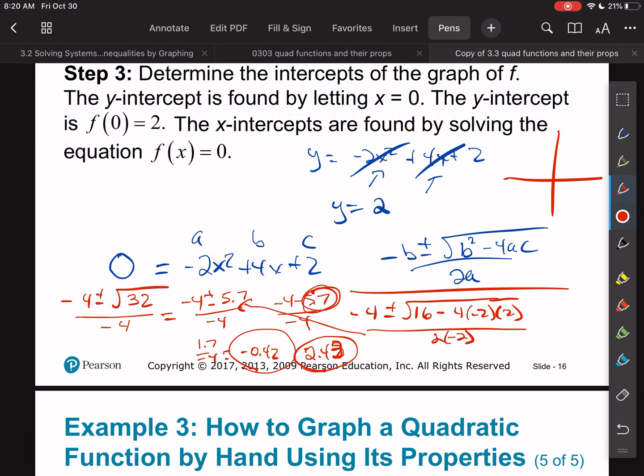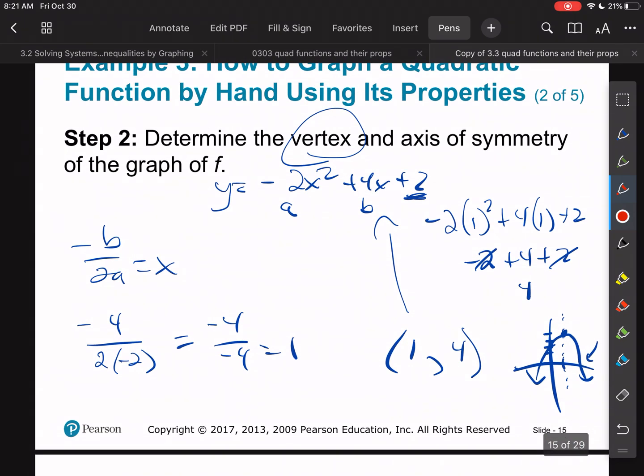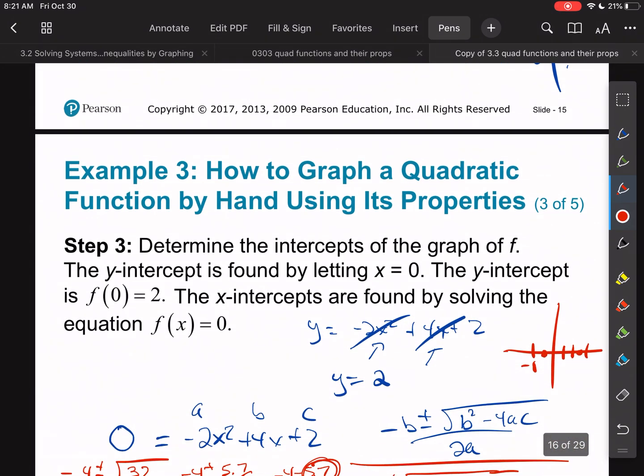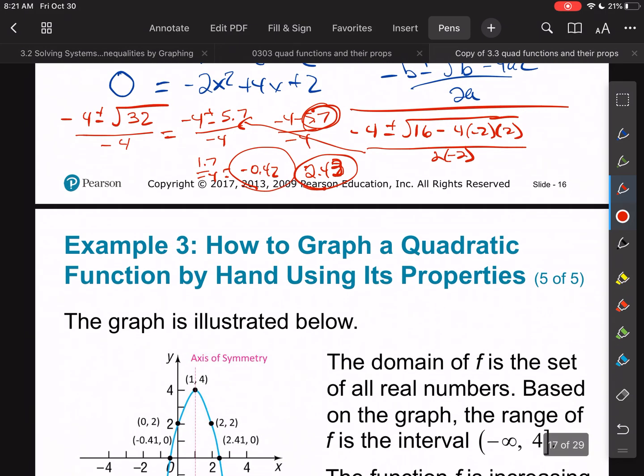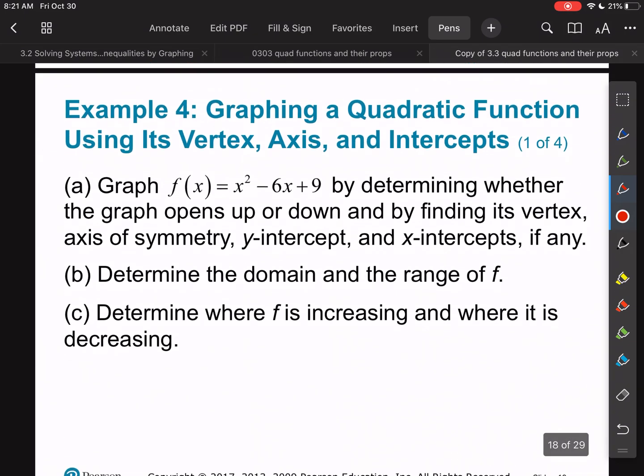Okay, so approximately this thing is crossing at -0.4. So if this is -1, it's crossing here, and then at 2.4, which is somewhere in here. We know that the vertex is at (1, 4), so (1, 4) is up here, and I know it goes through 2. Now I can connect these dots and get an accurate picture, and I can label those places where the x-intercepts happen. Okay, so that's example 3.